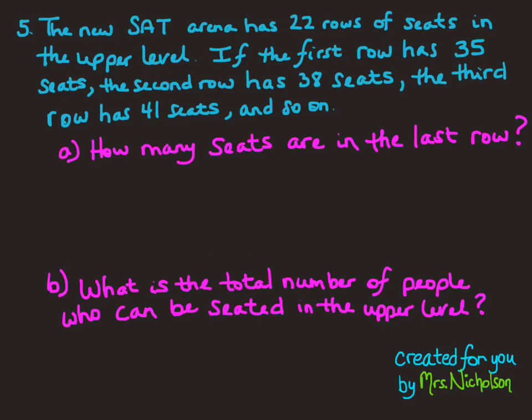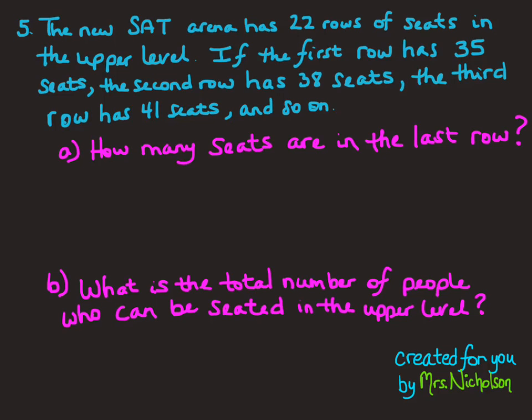All right, next question. The new SAT arena has 22 rows of seats in the upper level. The first row has 35 seats, the second row has 38 seats, the third row has 41 seats, and so on. How many seats are in the last row? Well, the first thing we need to decide here is what kind of sequence this is. Looks like the number of seats in each row is increasing by 3 each time. We're adding 3 seats to each row. So that makes this an arithmetic sequence.